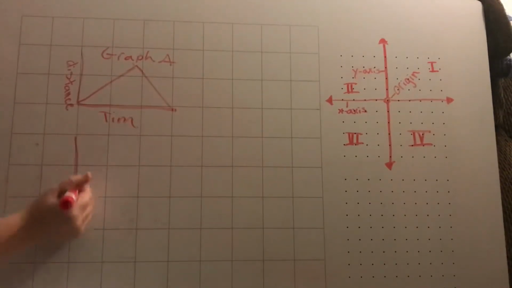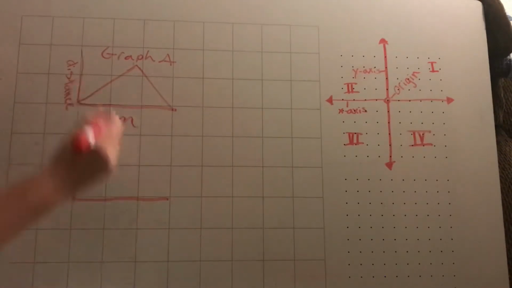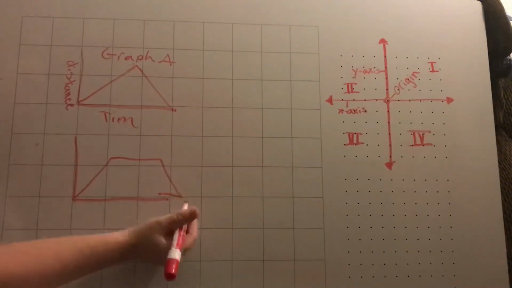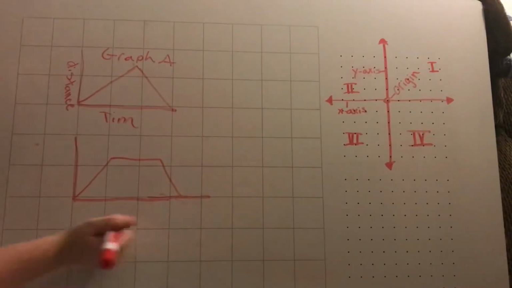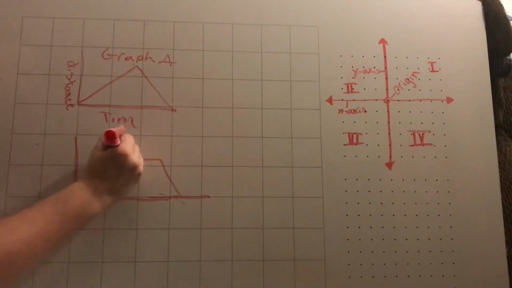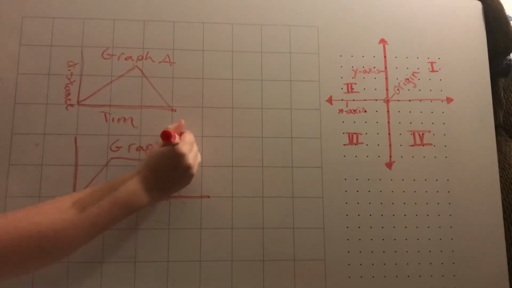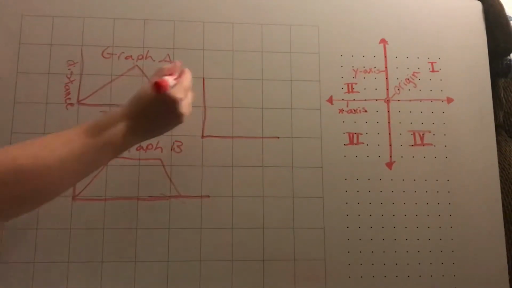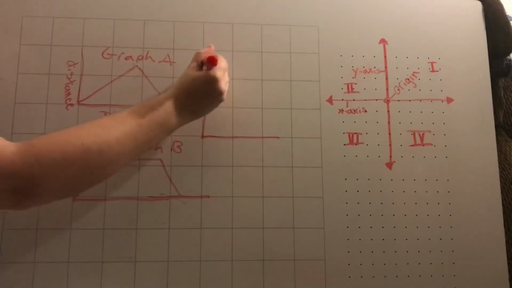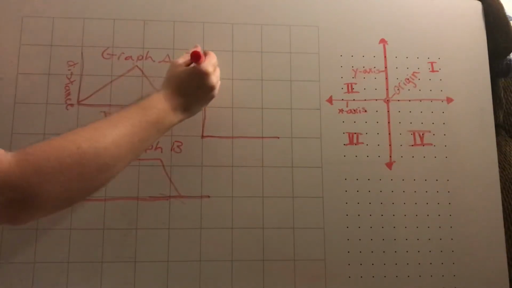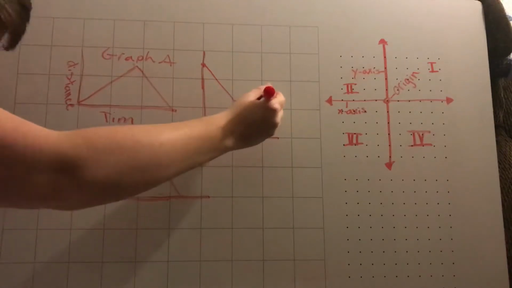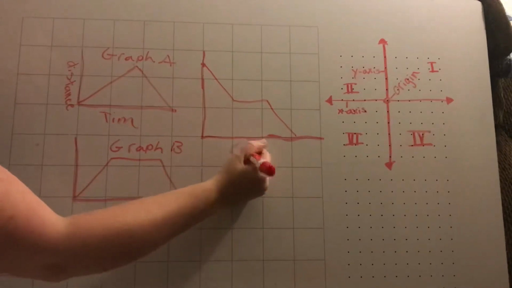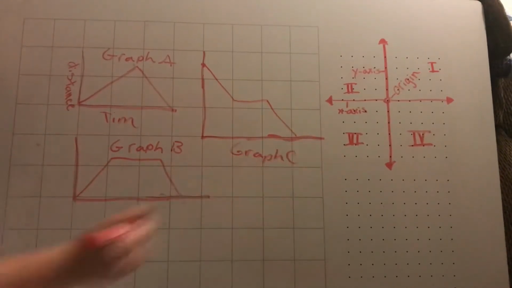The next one we have is graph B. We have the same coordinates, and it looks more like this. Okay, so that's graph B, and graph C gives us something where we start up at the top, we come down, we plateau, and we come back down. And this is graph C.